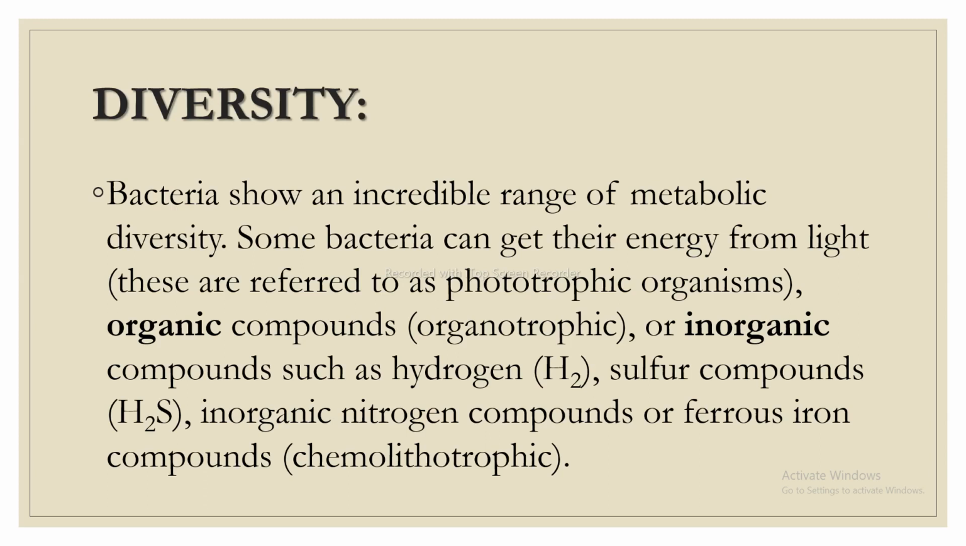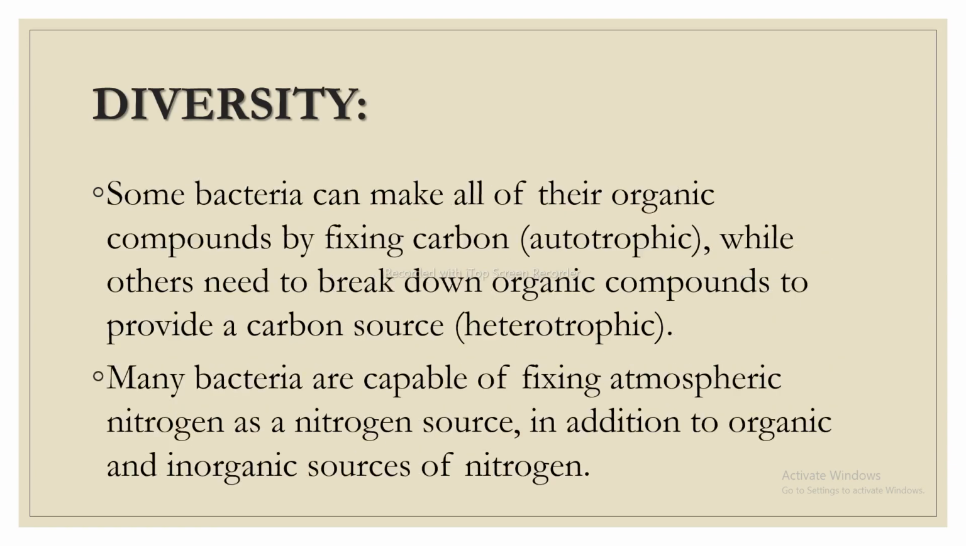Bacteria show an incredible range of metabolic diversity. Some bacteria can get their energy from light, and these are referred to as phototrophic organisms. Others use organic compounds, organotrophic, or inorganic compounds such as hydrogen sulfur compounds, inorganic nitrogen compounds, or ferrous ion compounds, chemolithotrophic. Some bacteria can make all of their organic compounds by fixing carbon, autotrophic, while others need to break down organic compounds to provide a carbon source, heterotrophic.